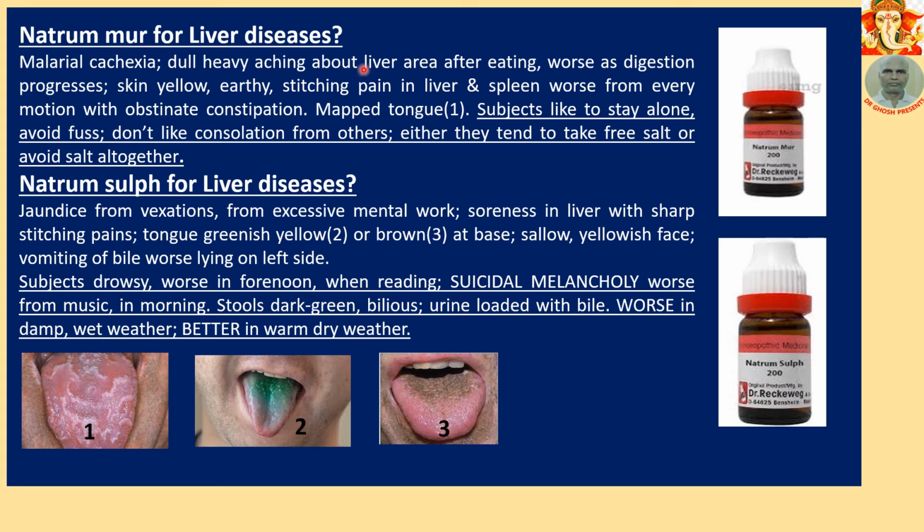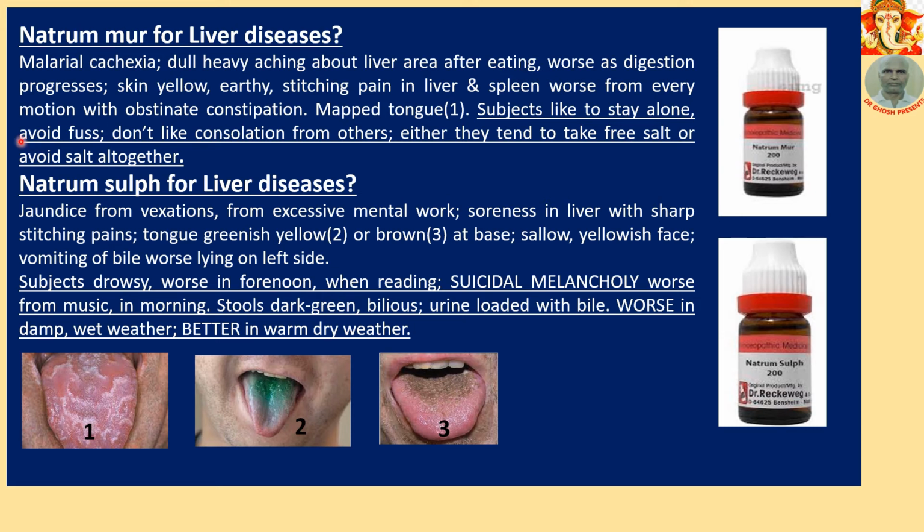Natrum muriaticum for liver diseases. Malarial cachexia, that is cachexia coming from malarial infection. Cachexia means a thin, very thin body. All the muscles and fat are gone, only skin and the bones. That is the cachectic picture. Dull, heavy aching about the liver after eating.